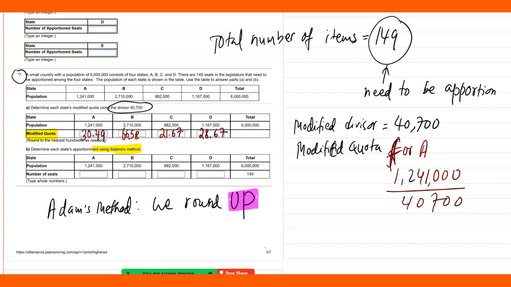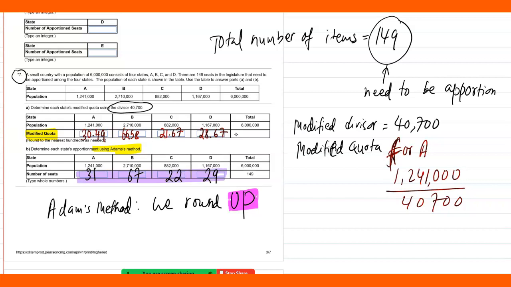Therefore, 30.49 is going to be 31. 66.58 is going to be 67. 21.67 is going to be 22. 28.67 is going to be 29. Therefore, this is the final apportionment using Adams.